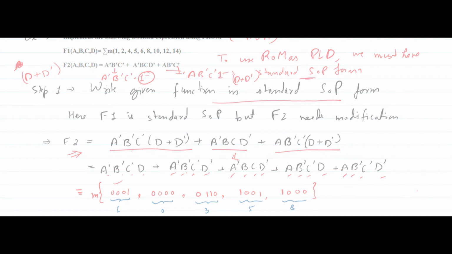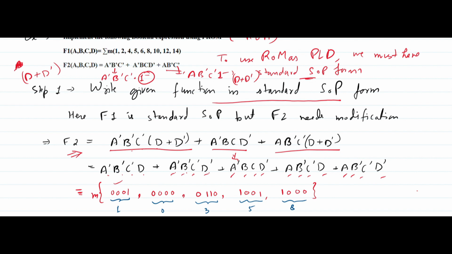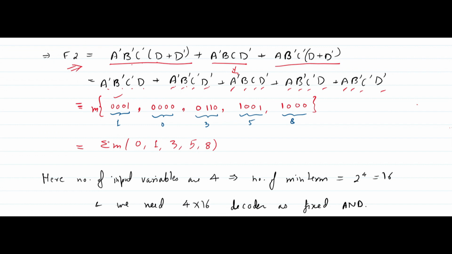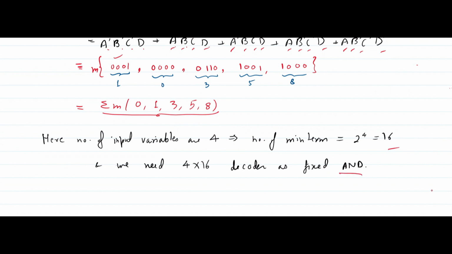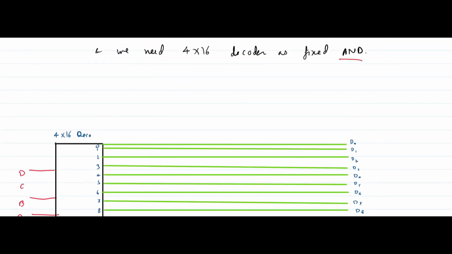And why did I write their decimal equivalent? So that I can write those things as standard min terms. Fine, summation m 0 1 3 5 8. Now here we have total 4 input variables, A B C D, so the number of min terms will be 16. That means here we need a 4 cross 16 decoder as a fixed gate, right?